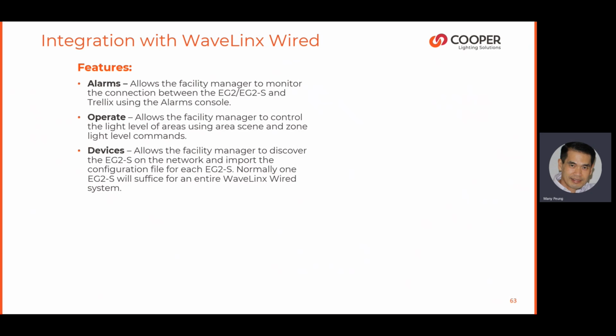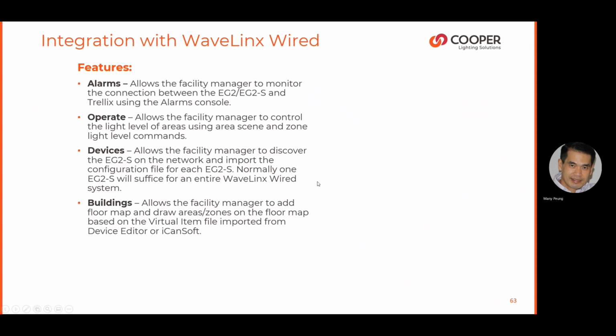If you go to the device tab, it will allow the facility manager or technician to discover the EG2S on the network and import all the configuration file, import the virtual item file for each of those EG2S into Trellix. Normally, you just need one EG2S for a job site. That one normally is enough for each job site, depending on how big the site is.